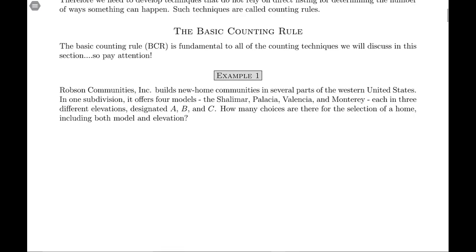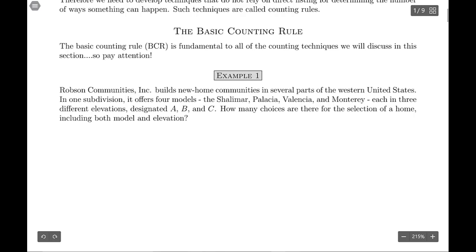So with example 1, we have the Robson Communities, which builds new home communities in several parts of the western U.S. In one subdivision, they offer 4 models: the Shalimar, the Palacia, the Valencia, and the Monterey, each in 3 different elevations. So those are designated A, B, and C. How many choices are there for the selection of a home, including both model and elevation?